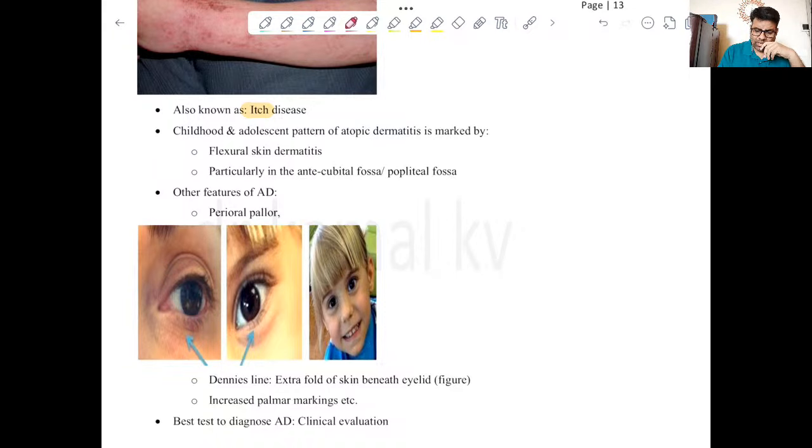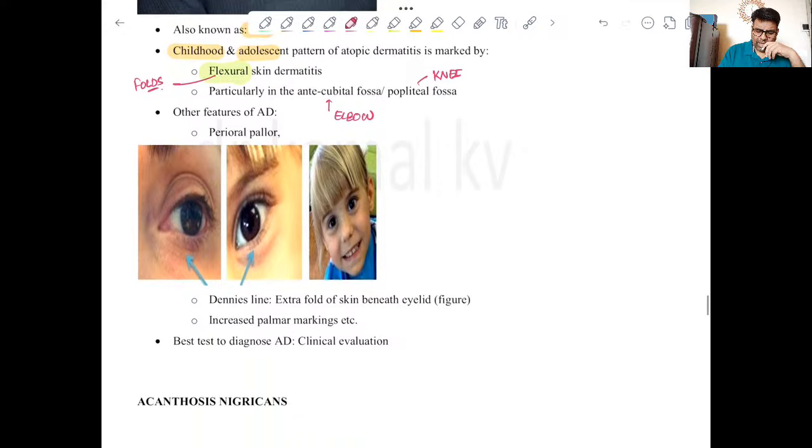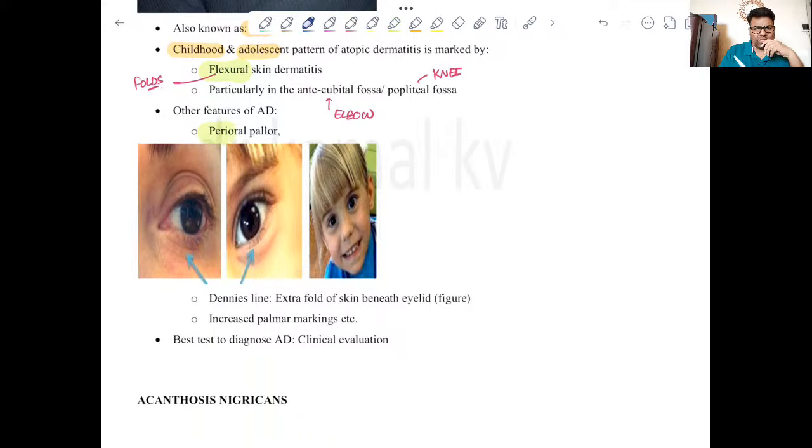Like in children and adolescents, there is involvement of the body flexures like elbow, knee, right? So this is elbow and this is knee, clear? So body flexures, or what you call body folds. Now apart from this, we can see perioral pallor. Peri means surrounding, the oral is mouth here actually, so surrounding the mouth there is whiteness.